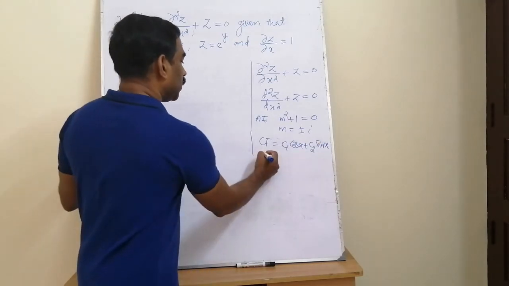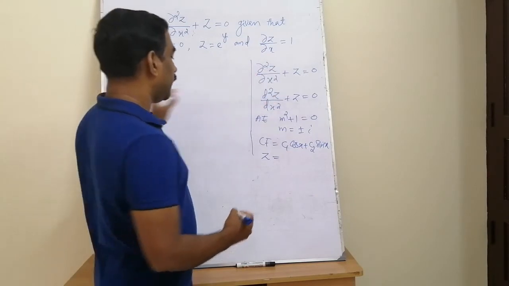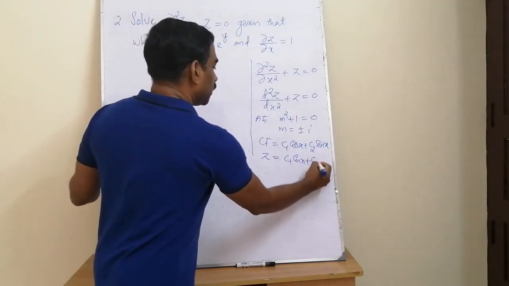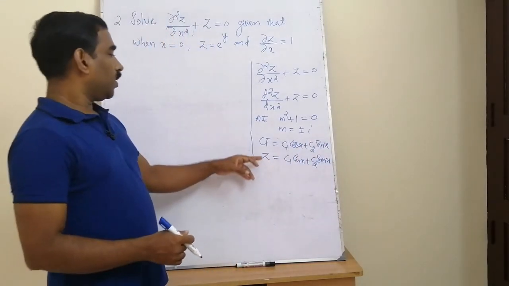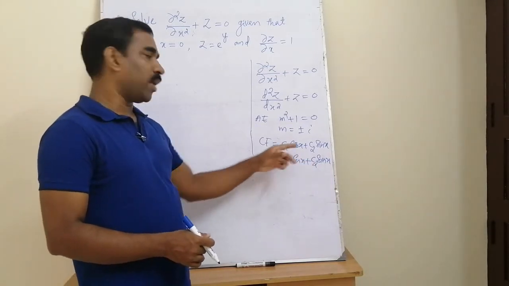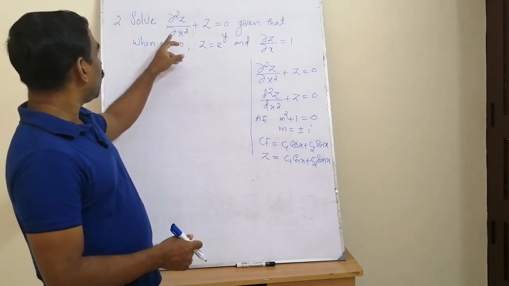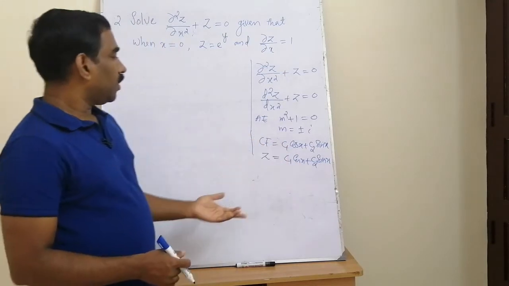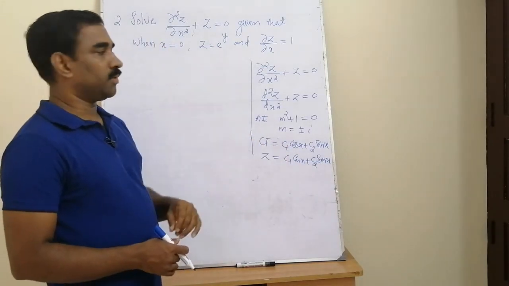That means here the solution is, what is the general solution? The dependent variable is z, so the general solution is z is equal to c1 cos x plus c2 sin x. And in this general solution, we are varying these arbitrary constants c1 and c2 by two arbitrary functions, and those arbitrary functions will be a function of which variable? It will be a function of y alone. Then we find the arbitrary functions by applying the given conditions. That is the technique.